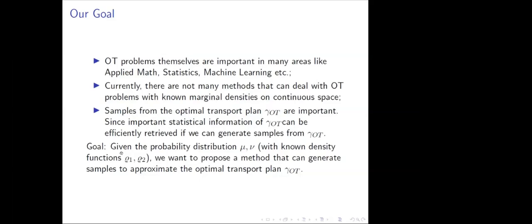Our research goal is as follows. Given the probability distributions mu and nu, we want to propose a method that can generate samples to approximate the optimal transport plan gamma OT.